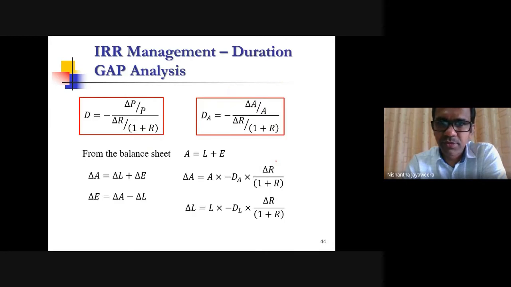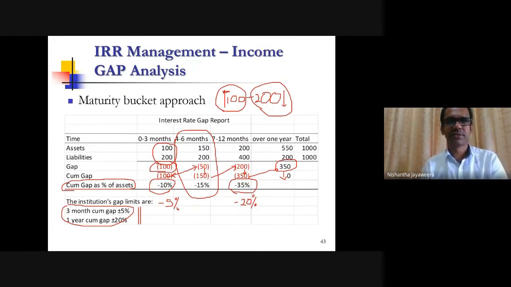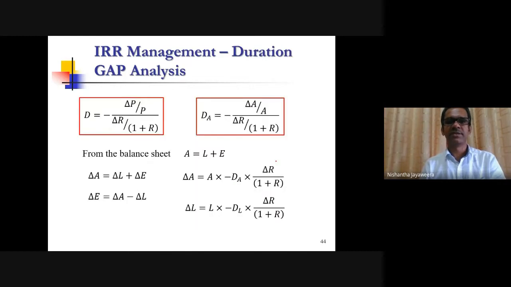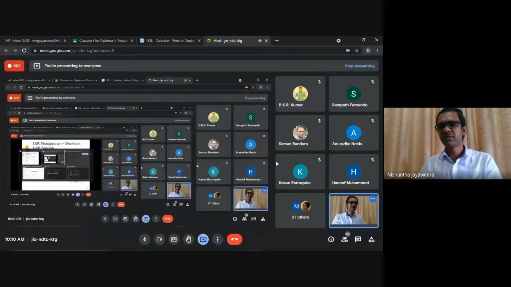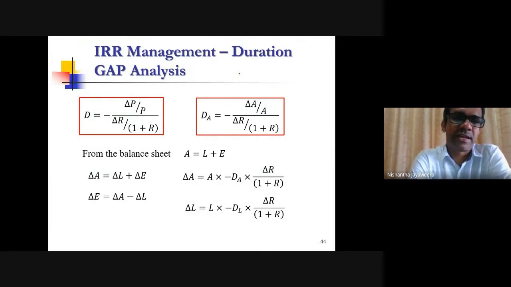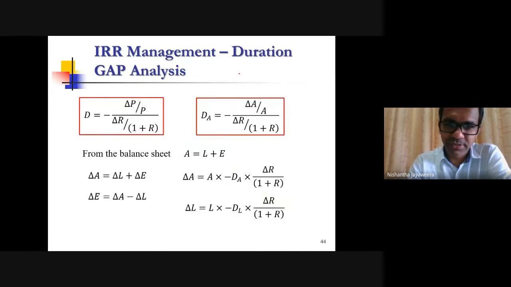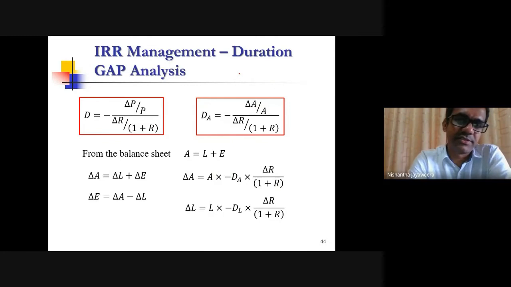Any question before we move into duration gap analysis? This is the income gap analysis based on the rate sensitive assets, or the gap report based on rate sensitive assets and rate sensitive liabilities. In the next one, we are going to discuss the impact considering the duration of assets and duration of liabilities. So to do this, you need knowledge on duration and how to interpret it and how to use it to calculate the changes for a given interest rate change. So any questions before we move into this?